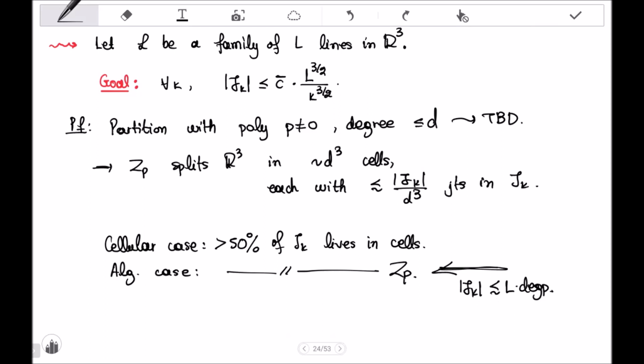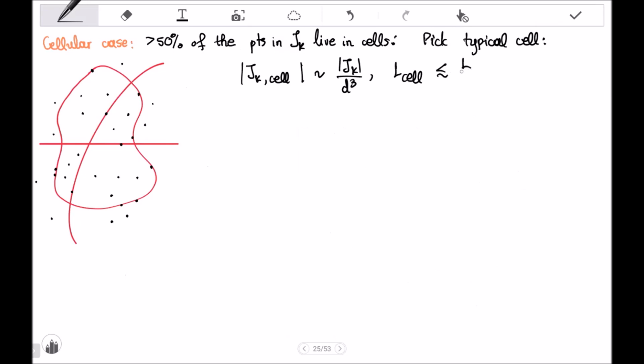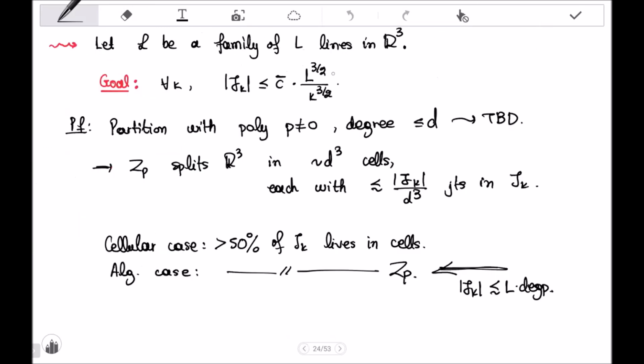All right, so as we said, we want to deal with the cellular case. Here it is. We pick a typical cell, and we have a numerology we understand in there. The number of joints, k-rich joints in that cell, is about the average, and the number of the lines crossing the cell is at most the average. Okay, this is the numerology. And what we'll do is we'll try to do it by induction. So here is the estimate we want. Here we have the exponent 3/2, that's n over n minus 1.